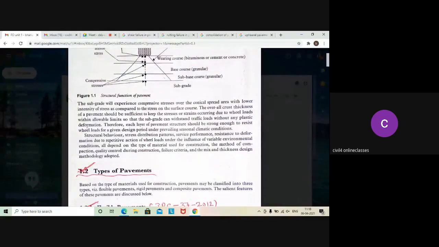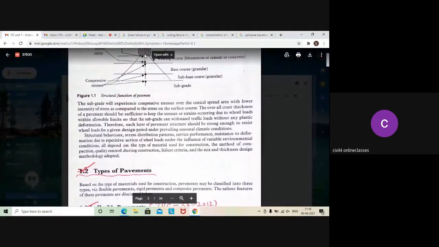Next, coming to the subgrade. Here, subgrade is very important for us in the pavement construction. Why? Because it is a natural ground surface. We cannot change it. So whatever the natural surface is there, on that only we need to construct our pavement. So it will experience many stresses, like compressive stresses over the conical spread area, with lower intensity as compared to the top surface. I already explained to you. The top surface will take more stress when compared to the lower surface. That means the subgrade will take relatively lower intensity of stress.